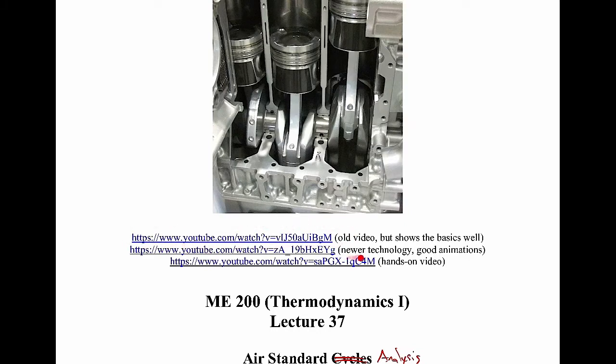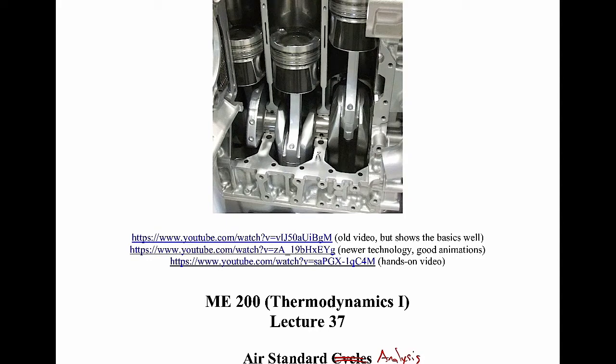The second video is a newer video showing newer technology in engine design. It's from Toyota, so you'll see that name mentioned a few times in there. It has some pretty good animations. So it shows, again, some of the basics of engine design and then some of the newer improvements to help with efficiency of the engine.